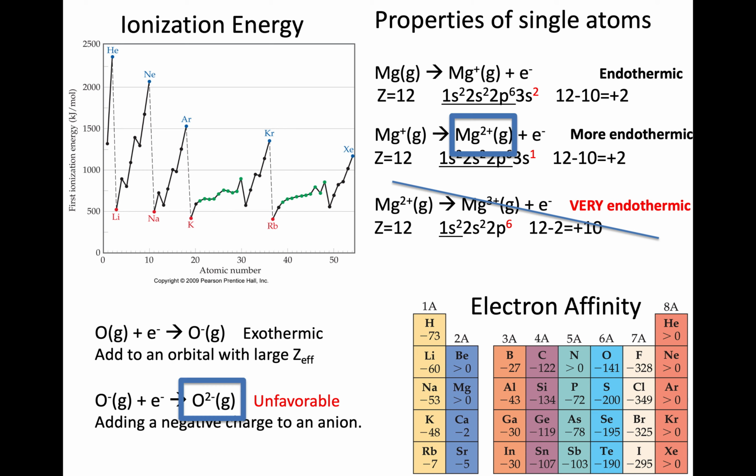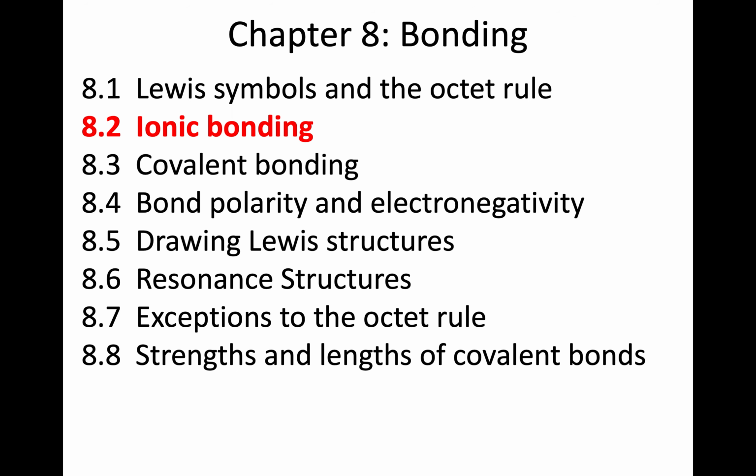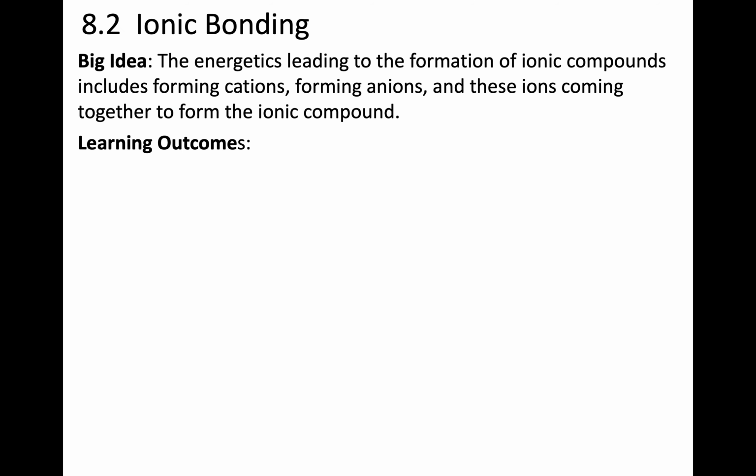And yet I know that the ionic compound is magnesium +2, oxygen 2-. This was an endothermic process, and this right here was unfavorable as well. So we need to figure out more in this chapter, how does that take place? How does ionic bonding actually take place, and how can we understand it energetically?